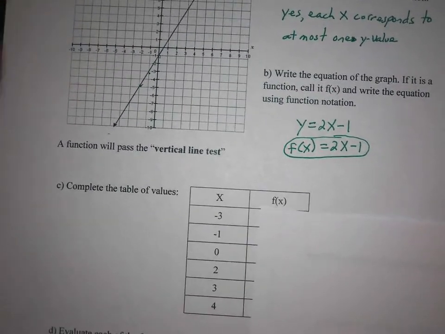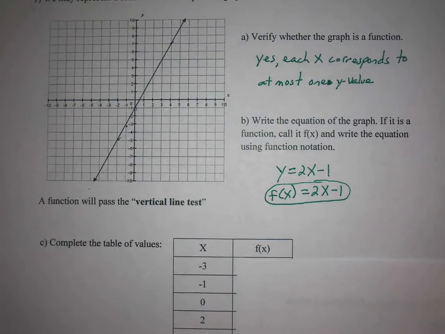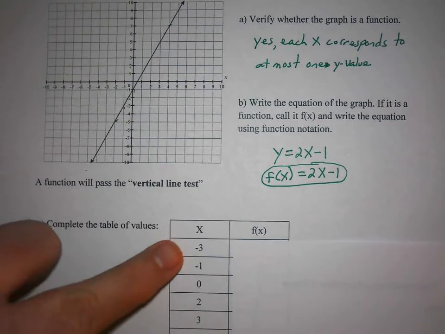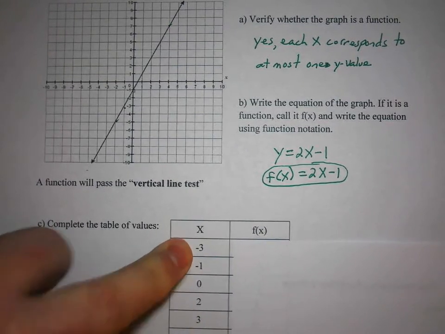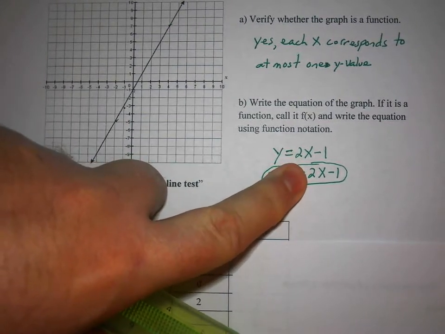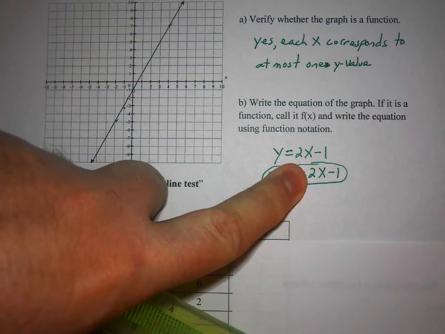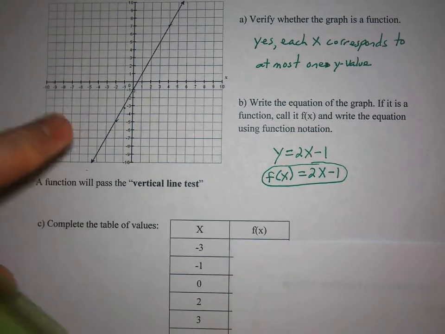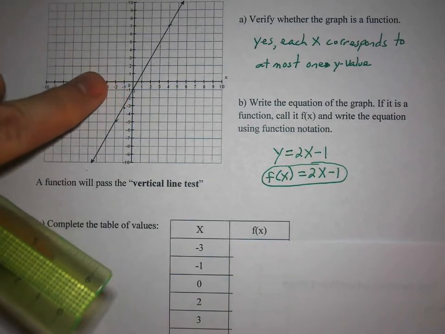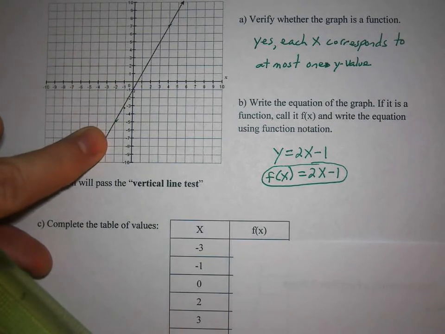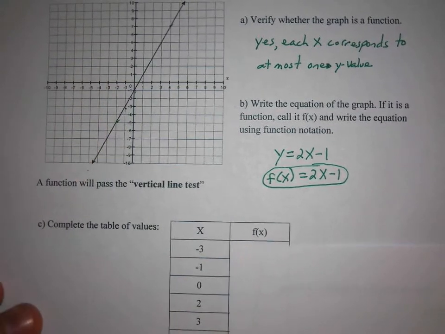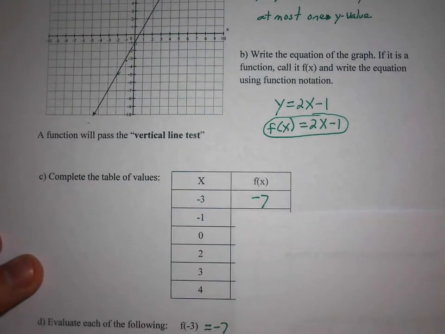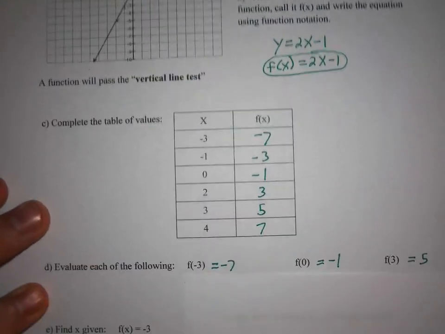So to complete the table of values, you can either use the graph or use our equation. With x and f of x, if x is -3, we can go to our equation here, put -3 in place of x, and that'll give you -6 minus 1, which is -7. Over here, when x is -3, we intersect the graph at -7. So when x is -3, we get -7. If you go through and fill in the table for all those values, that's what our table will look like.